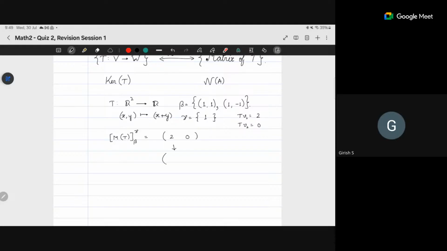I convert it to REF, and the REF of this is just this. What are the pivots? There's only one pivot. So how many dependent variables? How many independent variables? One dependent and one independent. Yeah. So the nullity is equal to 1.